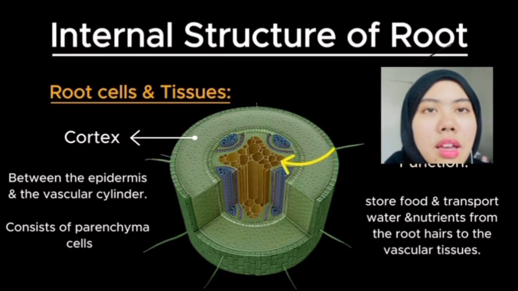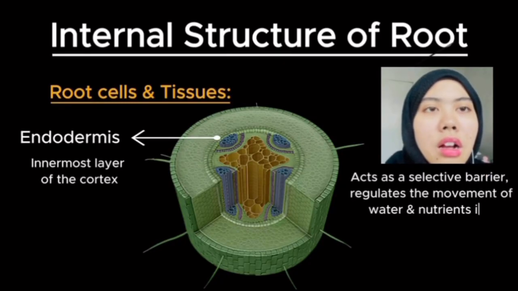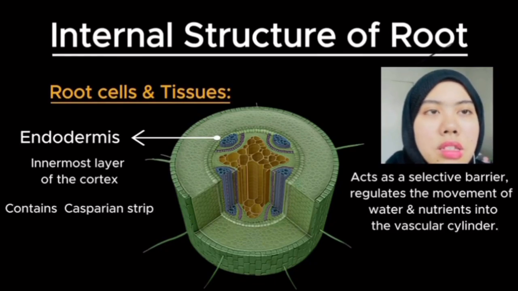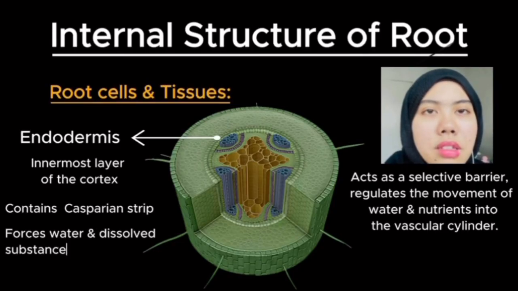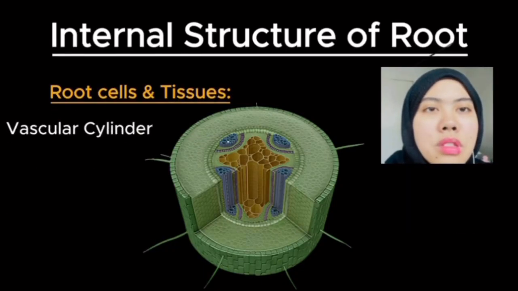vascular tissues. Endodermis is the innermost layer of the cortex. It acts as a selective barrier that regulates the movement of water and nutrients into the vascular cylinder. It contains the Casparian strip, a band of cell wall material impregnated with suberin and lignin, which forces the water and dissolved substances to pass through the cell membrane rather than between cells.